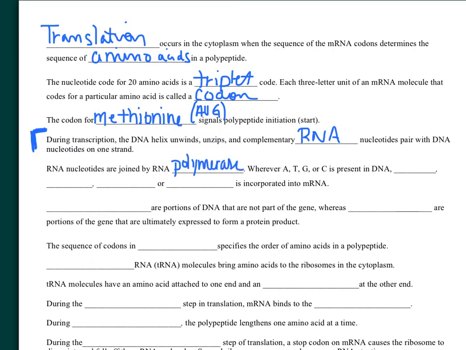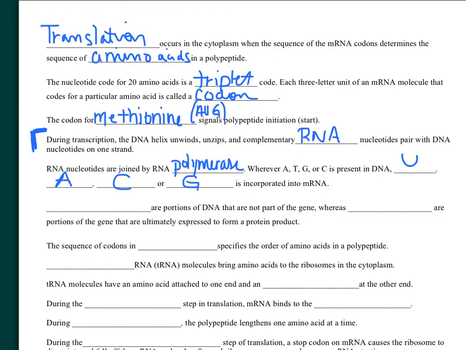Wherever A, T, G, or C is present in the DNA, A, remember, pairs with which one of our other nitrogen bases? A always pairs with U, T always pairs with A, G always pairs with C, and C always pairs with G. And that's incorporated into the mRNA.